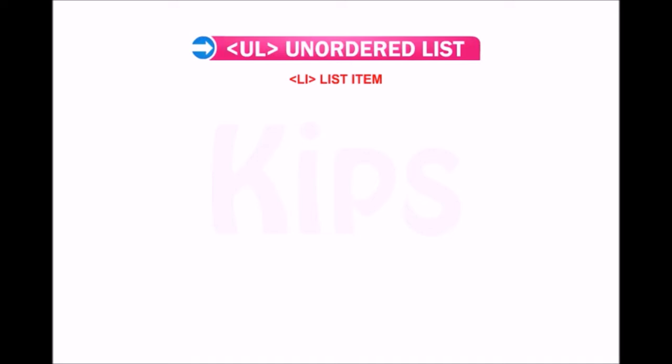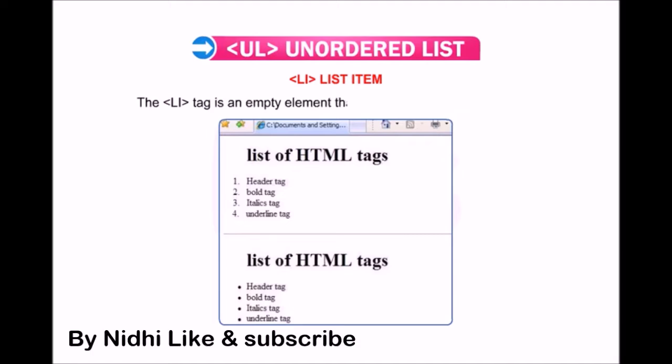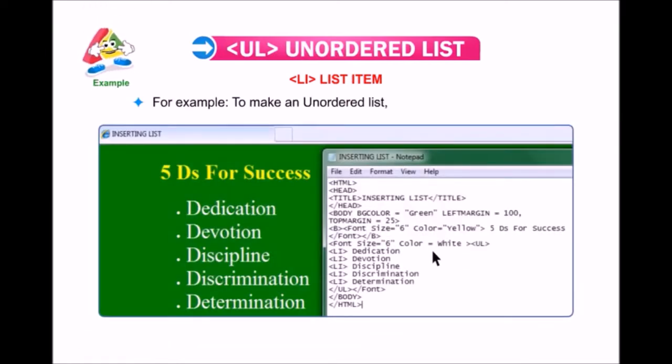Now let us talk about list items. We can display the listed items in an ordered and unordered list by using the LI tag. The LI tag is an empty element that does not require a closing tag. For example, to make an unordered list, type UL before the list. Write the LI list item tag before every individual item. At the end of the entire list, type /UL.